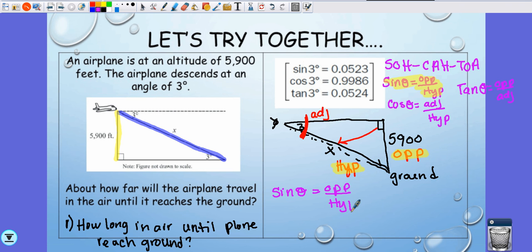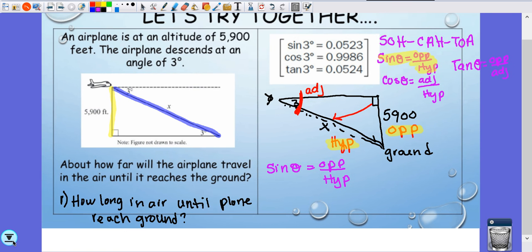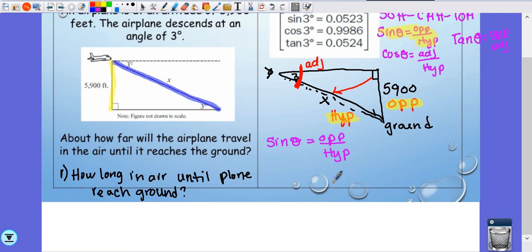All right. And then my next job is to fill in all of the information. So theta is the angle, so I'm going to say sine of 3 equals the opposite, which is 5900, over hypotenuse, which is x. Okay, I've written that down.